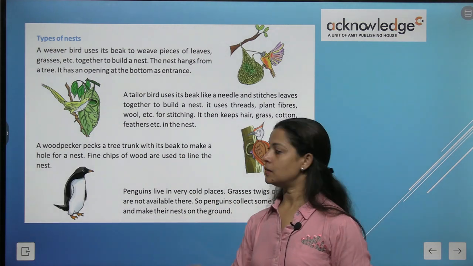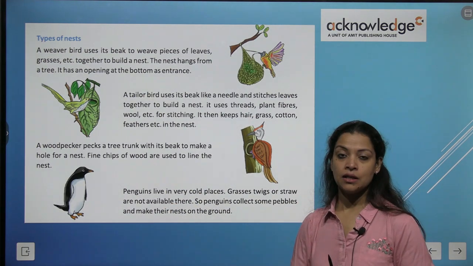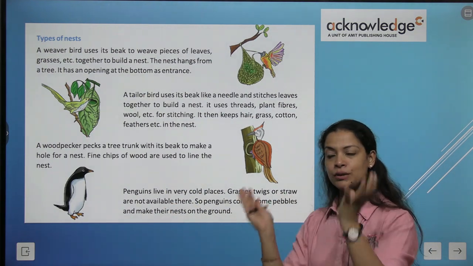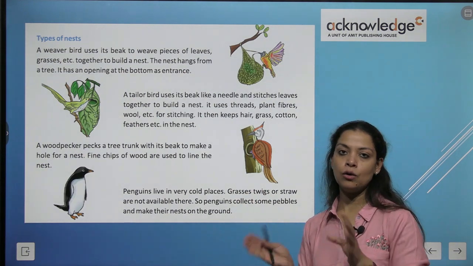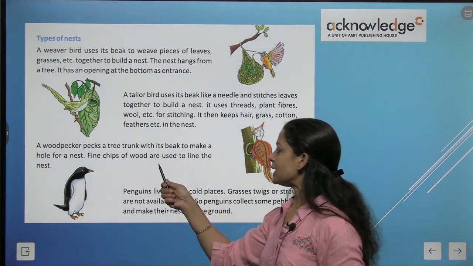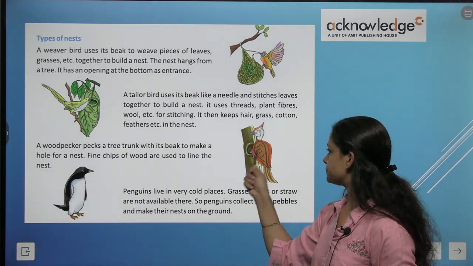A woodpecker pecks a tree trunk with its beak to make a hole for a nest. So the woodpecker pricks the bark of a tree or a log of wood and hollows it out to make a nest. Fine chips of wood are used to line the nest like this.